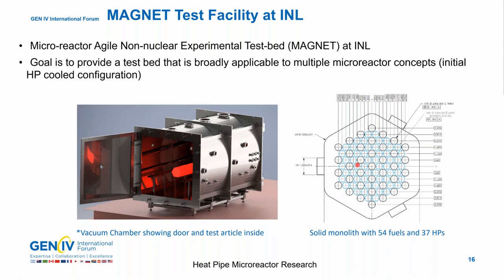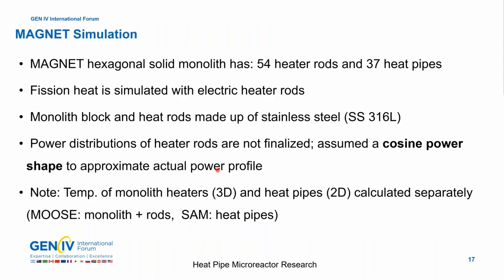We have 54 fuel rods, the blue circles, and the black circles are the heat pipes, and the number is 37. Here, the left part is the figure of the testbed. And when we have the experimental facility ready, we can insert it into the testbed. And there are a bunch more details of the experiment design.